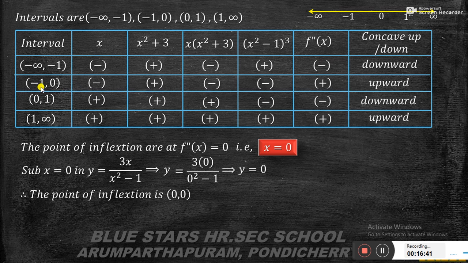Next you take the interval minus 1 comma 0. For minus 1 comma 0, you take the middle value.